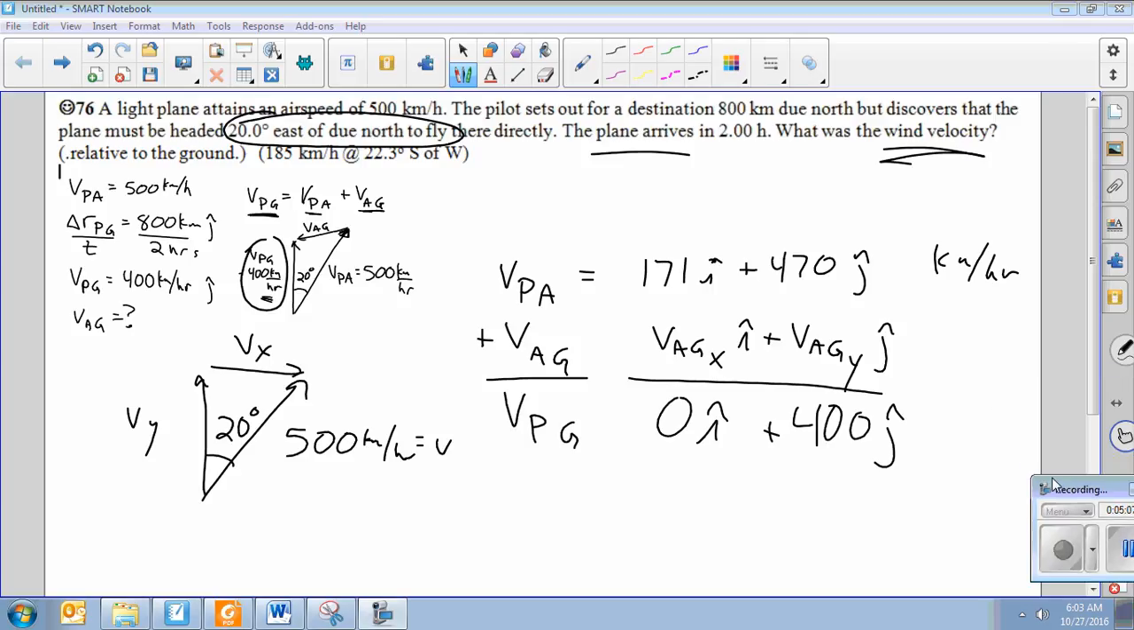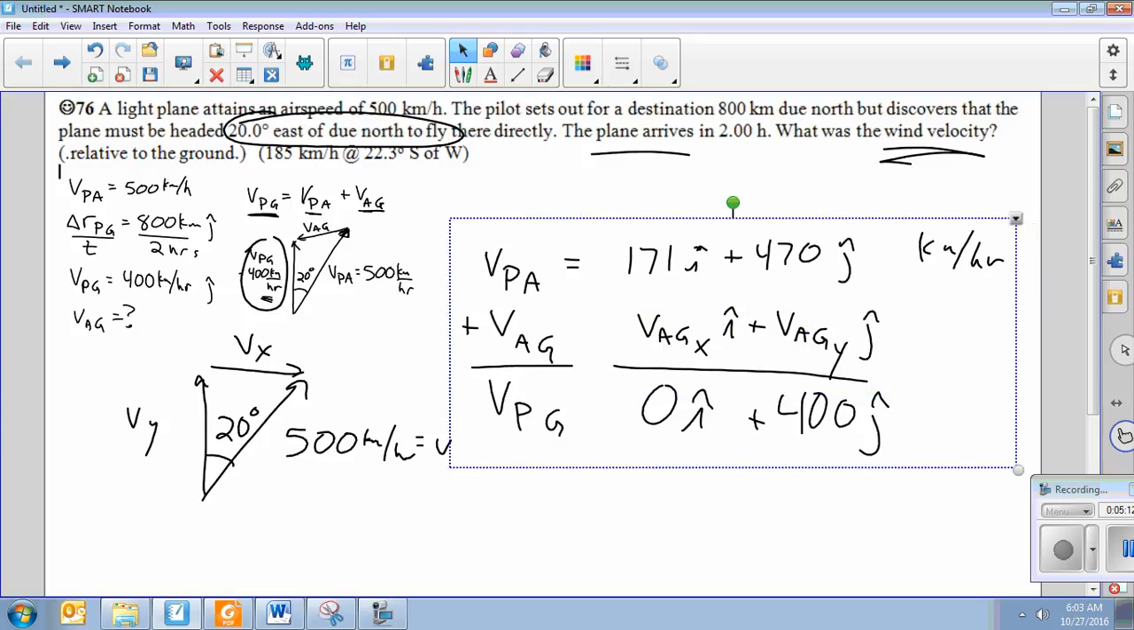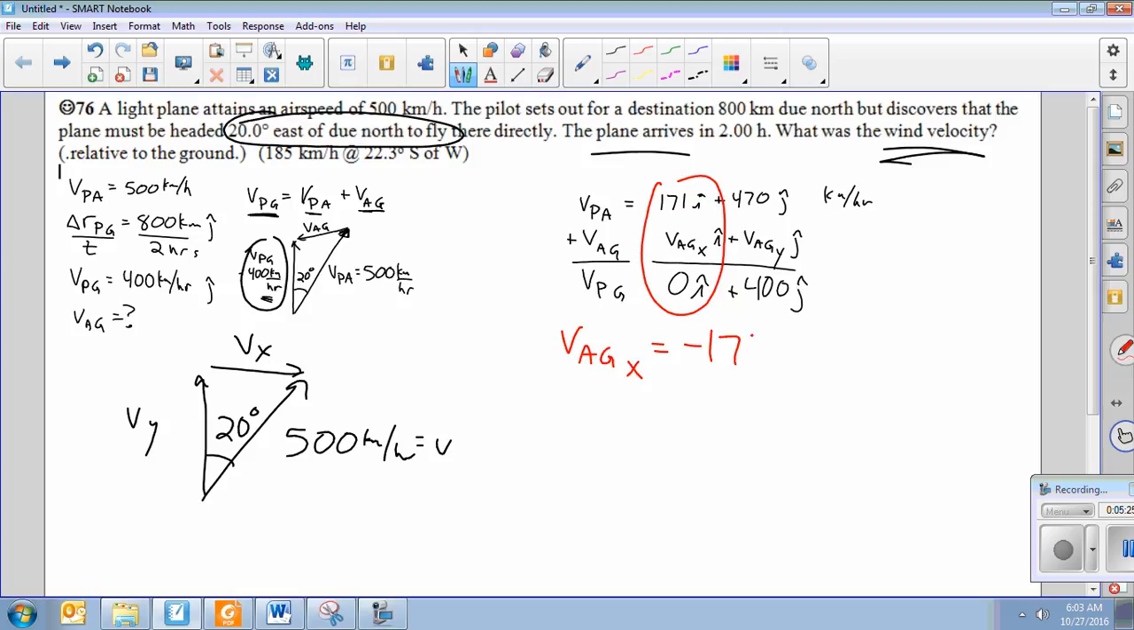Okay, so solve for your unknowns. I'm going to say, well, 171 plus what is 0? So my v_AG,x has got to be negative 171, right? Otherwise it doesn't add up. And then similarly, look at your y components. I've got to have 470 plus something equals 400. So that's got to be what? Negative 70. All right, so there's that. Now these are both in kilometers per hour.